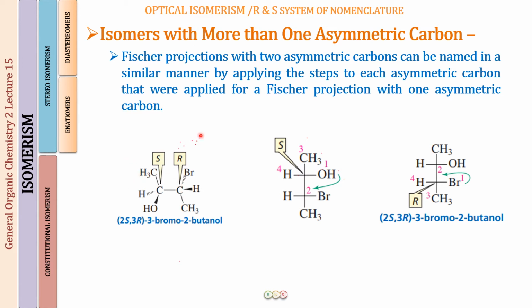Now when you write the structure as a Fischer projection, you know that CH3 is group number 3 and the chirality center 3 is group number 2. What is remaining? Group number 1 and group number 4, and you have to place them vertically. Either hydrogen will be on this side or on this side. What you have to see is that the configuration for the Fischer projection should also be S, so that it matches with the wedge and dash. That is what you have to do.